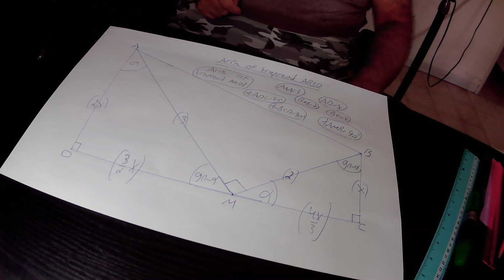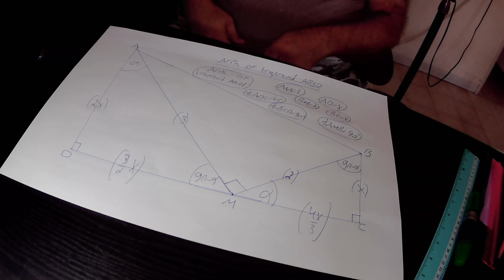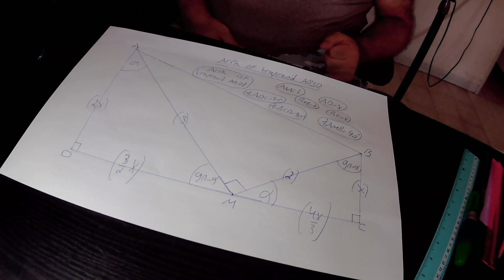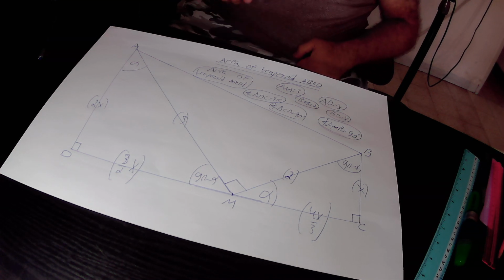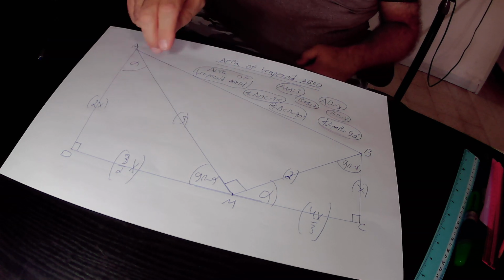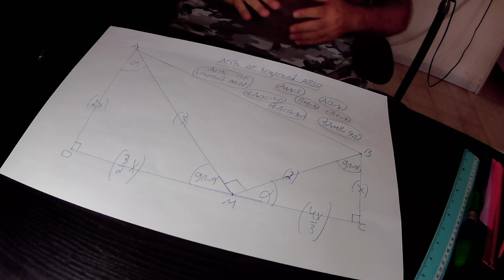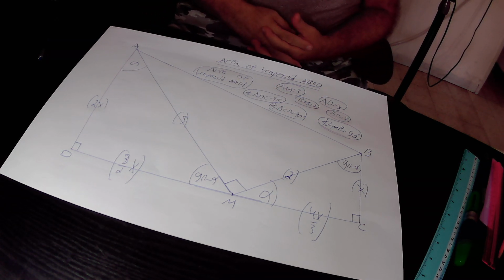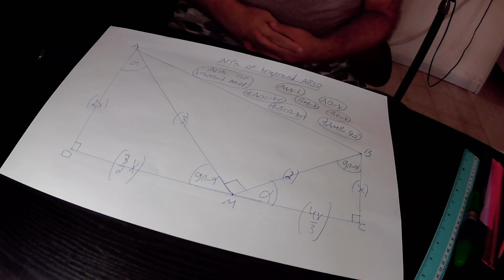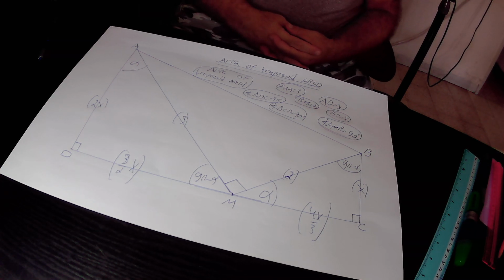DC is one side of trapezoid ABCD, therefore it is absolutely a straight line. So if we focus on the upper side of the straight line DC at point M, the sum of the angles must be equal to 180 degrees according to rule 3, which says that the sum of the angles on one side of a straight line is equal to 180 degrees.